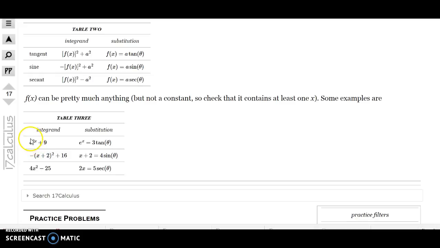So I look at this whole thing here, I say that is the same as e to the x all squared. So e to the x is my function part, and if I let that function equal square root of this one, which is 3, times tan of theta, then what I would be getting here is if I squared both sides of this, I get e to the 2x. So there it is, e to the 2x.